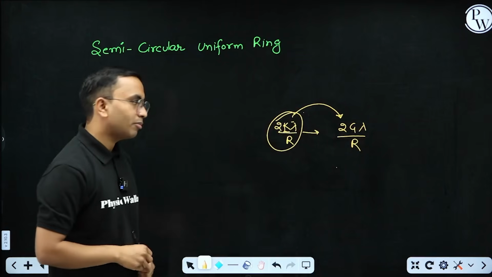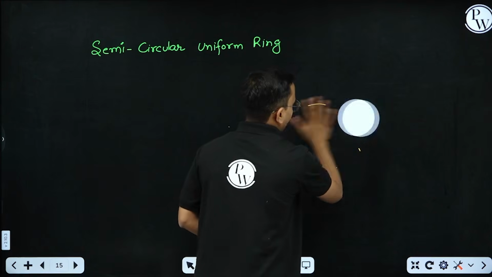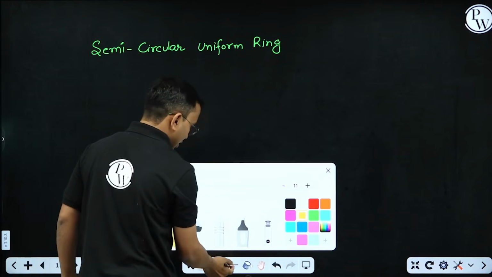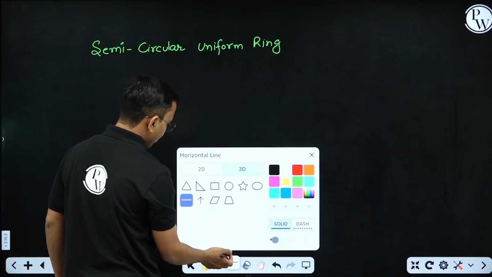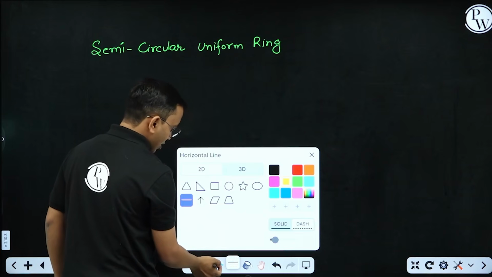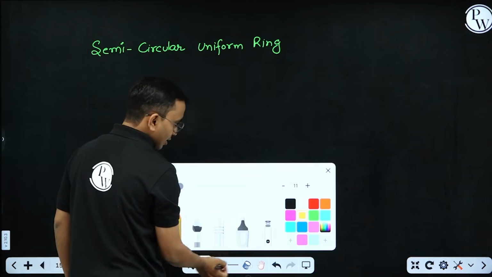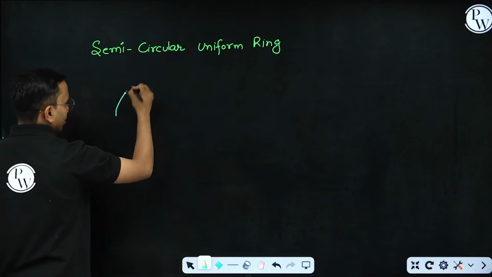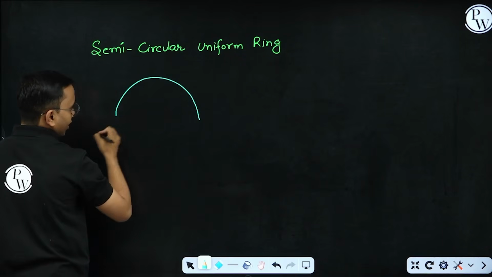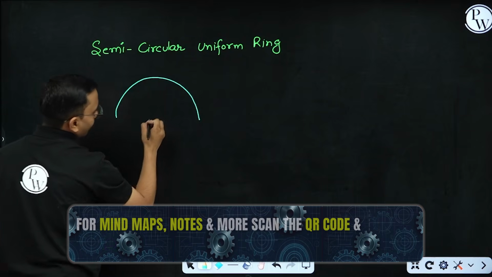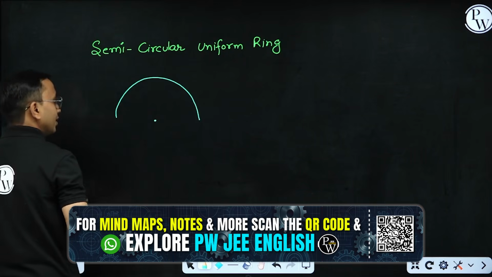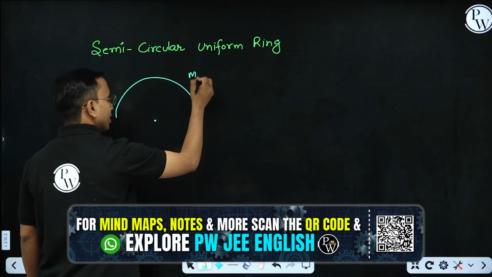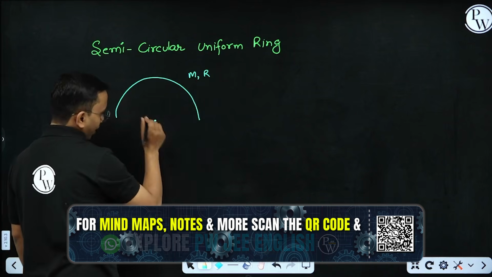I know the direct answer, but let us do the derivation. I'm considering a semicircular arc, or sorry, a semicircular ring like this. Okay, this is the center, the mass is given as m and the radius is r. We need to find the field at the center.